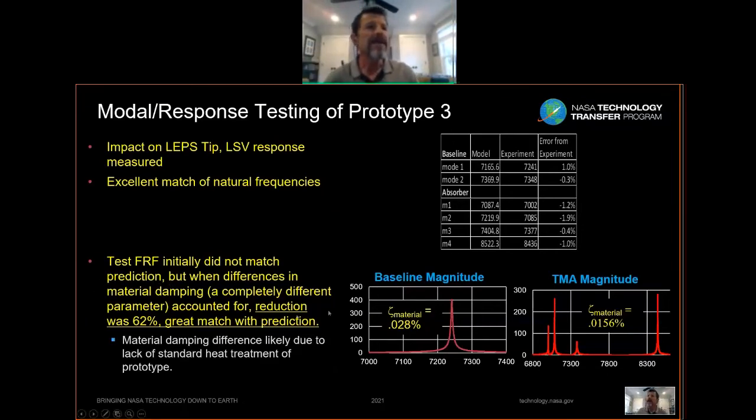And here are the test results. This was the test result for the baseline structure prototype, and this was the test result for the one with the TMA.